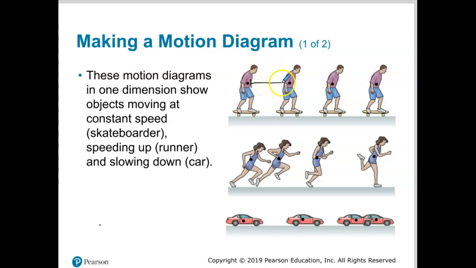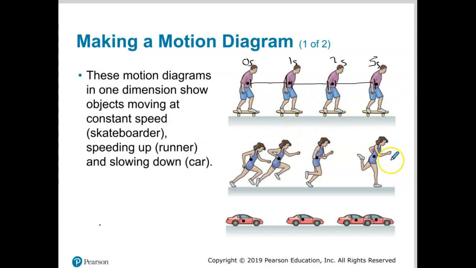So the skateboarder moves that space in 1 second. If this is 0 seconds when we first start recording the motion, this would be 1 second, and 2 seconds, and 3 seconds. And as you can see, it looks like these are all equally spaced. So this person is moving a constant amount of space in a constant amount of time, which would be a constant speed. You probably are familiar with the concept of speed. It's just how fast you move, and that is what's being displayed in that first image.